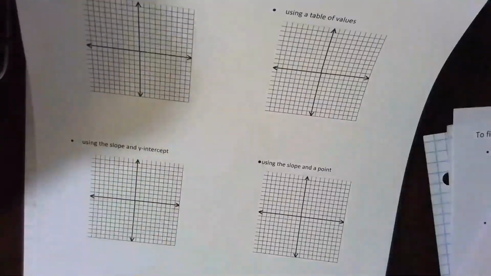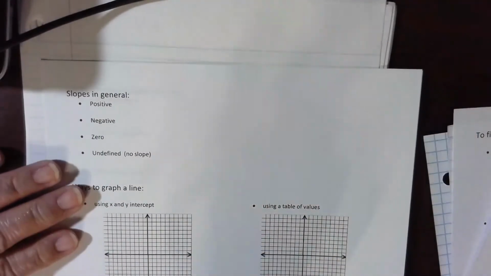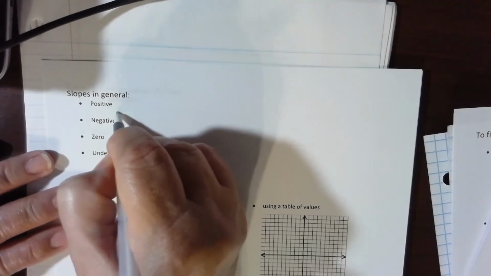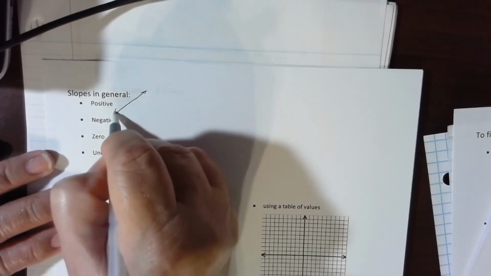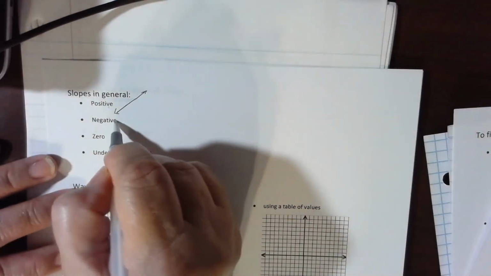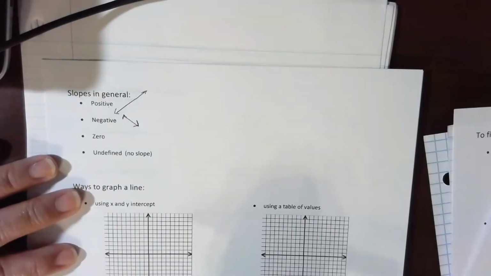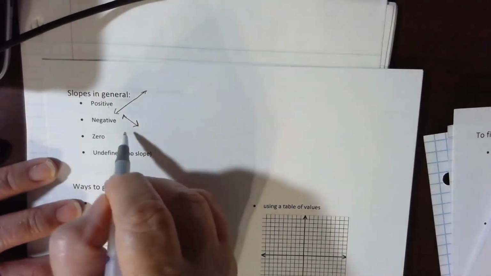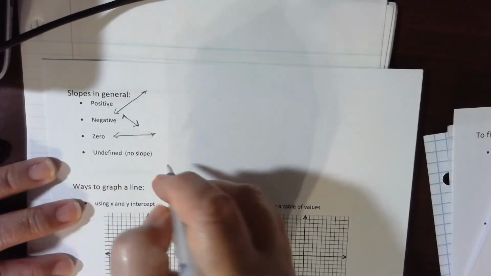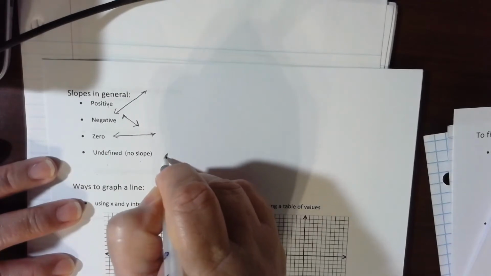Alright, on the next page of the handout are some reminders that I want to give you about things that you should just know. If slope is positive, the line is going to be going up as you look at it from left to right. If a slope is negative, the line's going to be coming down as you look at it from left to right. If the slope is 0, it's going to be a horizontal line, and if it's undefined or no slope, it's going to be a vertical line.